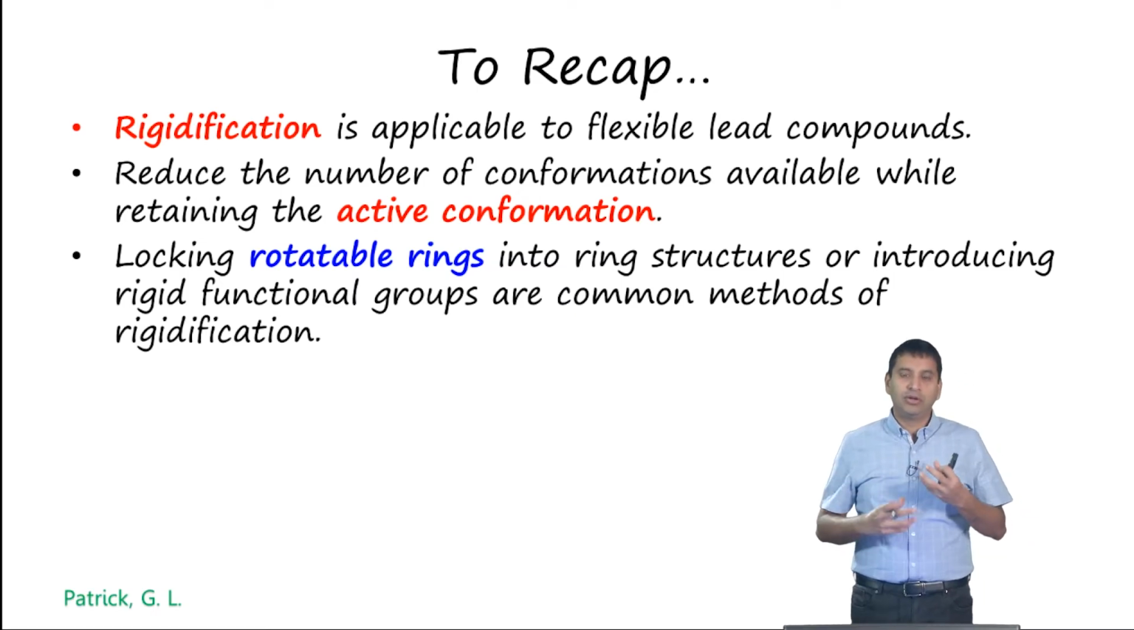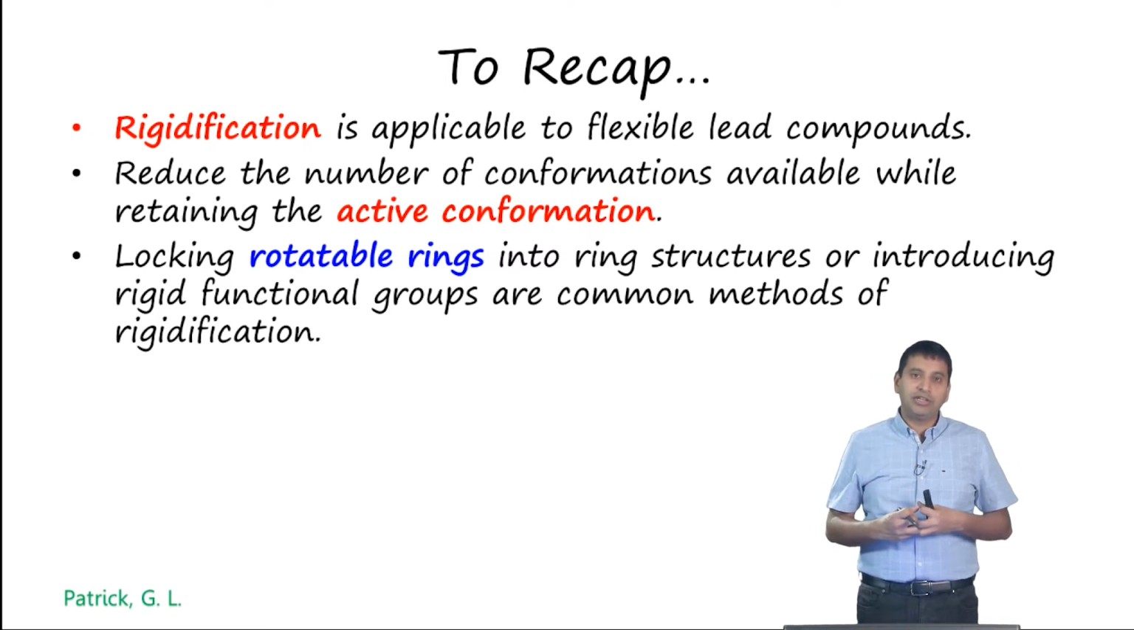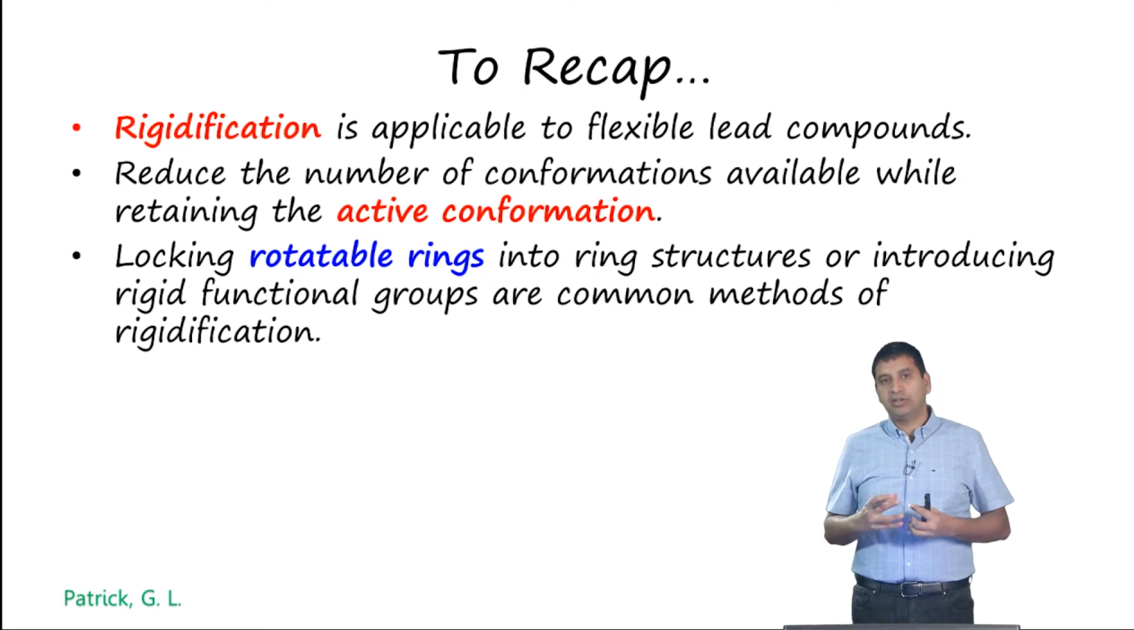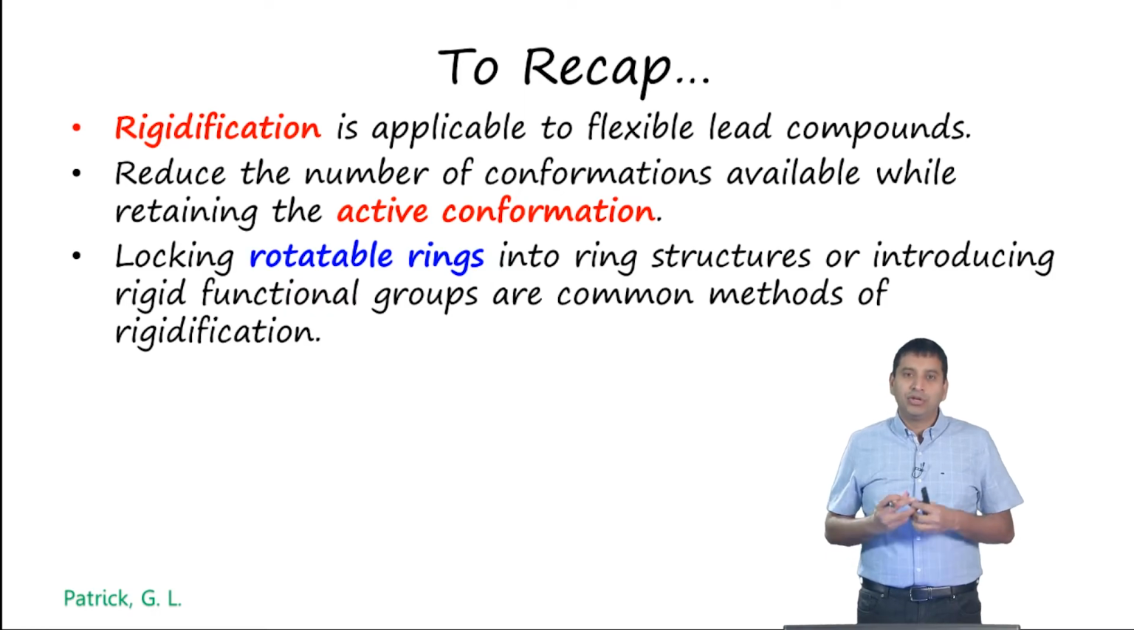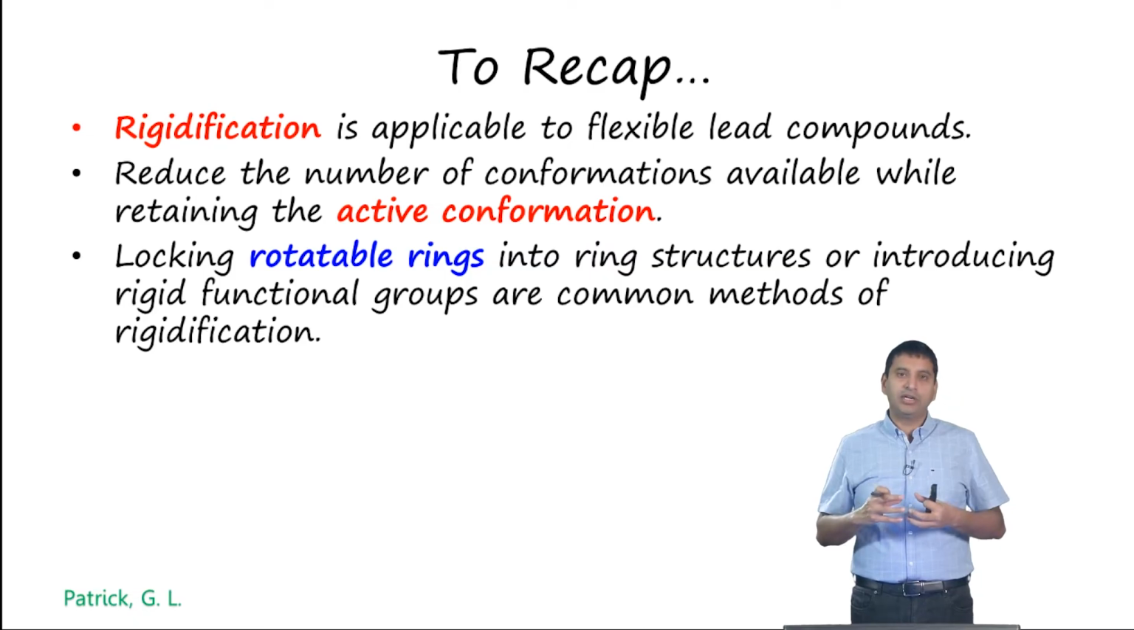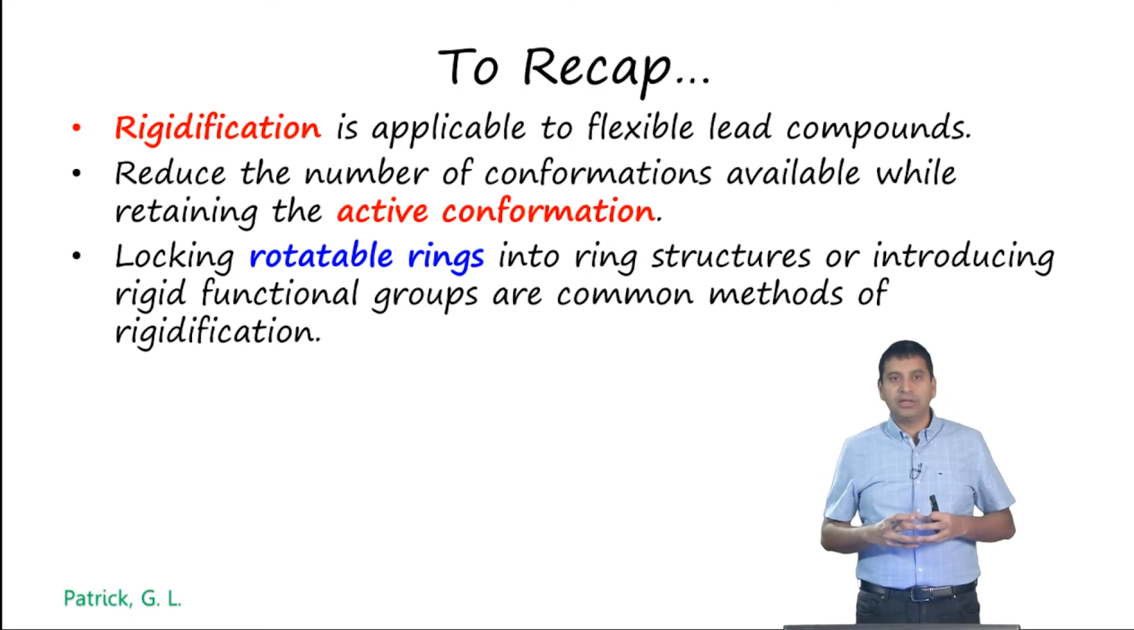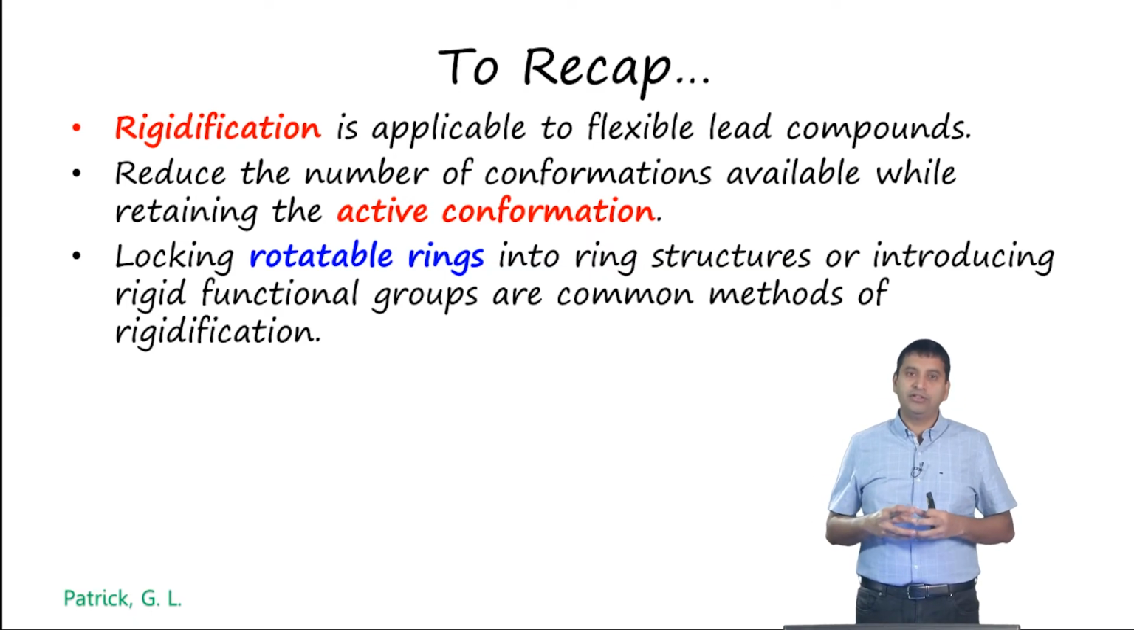The next major strategy that one would use is rigidification. So you have a lead molecule which has a number of conformations, and we work under the hypothesis that there must be an active conformation, and the closer we get in structure to the active conformation, the better the interactions would be. So here what we would do is remove the possibility of rotation or lock it into a rigid ring and so on. All of these constitute rigidification.